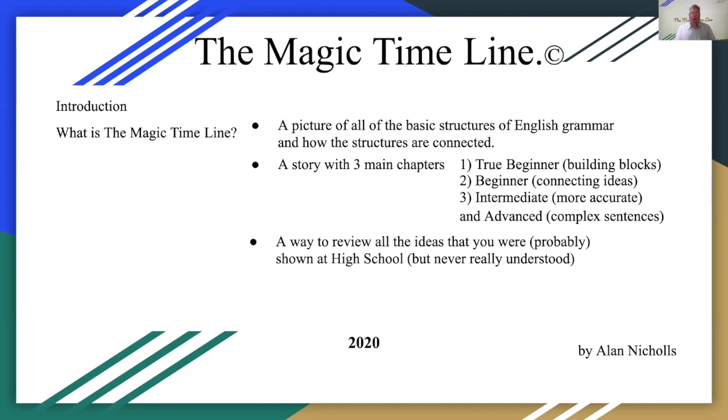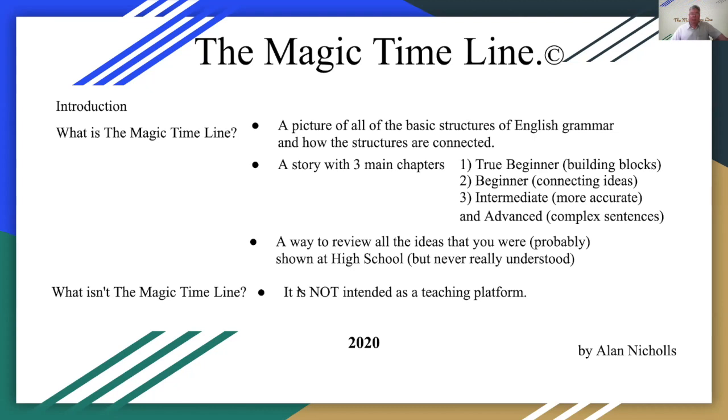The Magic Timeline is a way to review all of the ideas that you were probably shown at high school. Possibly you never really understood them. The Magic Timeline is not intended as a teaching platform, okay? The idea is to help you review and then do some practice using different grammar structures. Okay, so that's everything that the Magic Timeline is and what it is not. Good. We can get started on the true beginner chapter of the Magic Timeline.